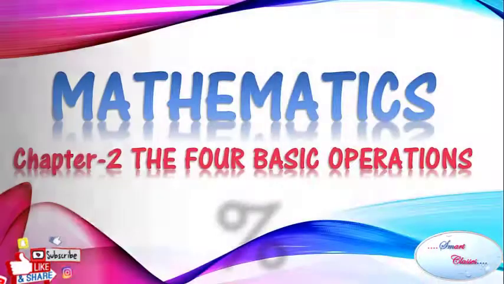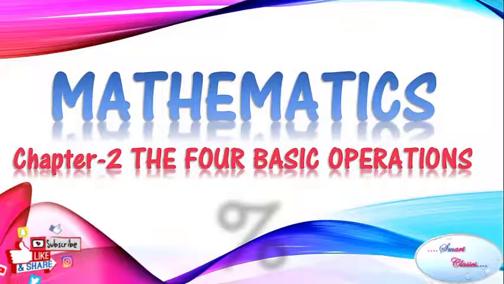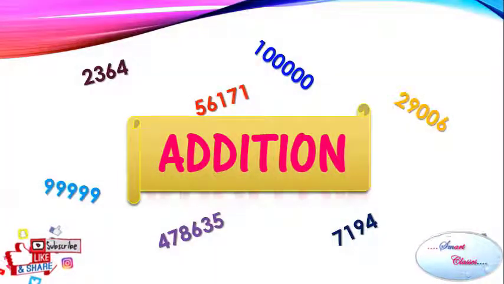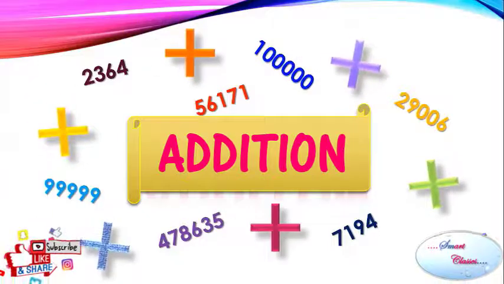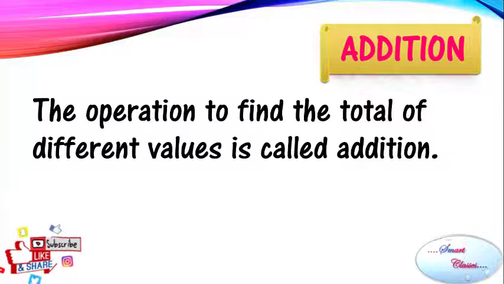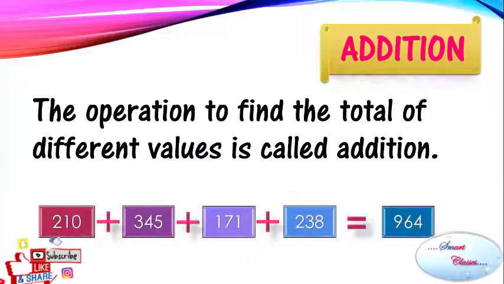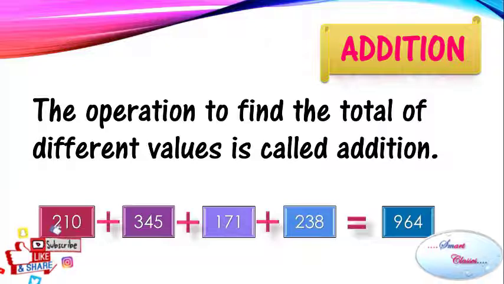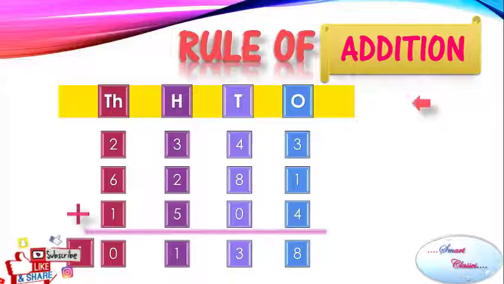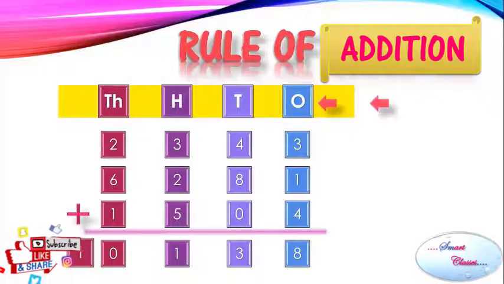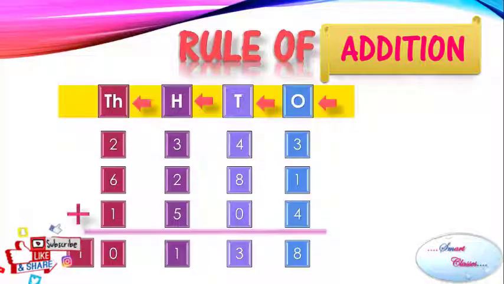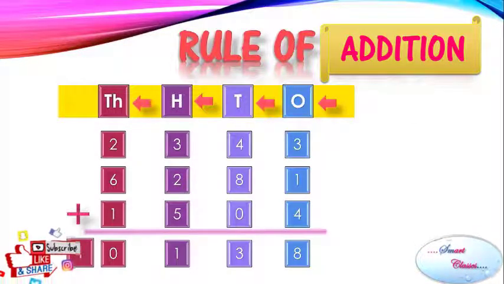1931. Now it's time to revise chapter number 2, the 4 basic operations. What is addition? The operation to find the total of different values is called addition. There is one basic rule of addition which is very simple, where we first add ones, then tens, then hundreds, then thousands and so on for more digits.